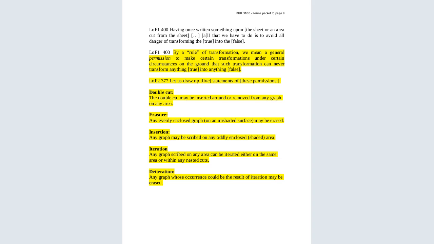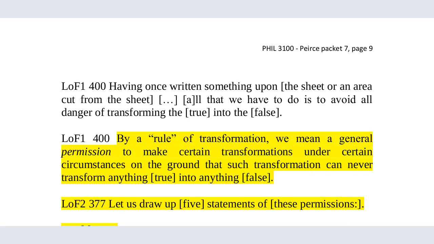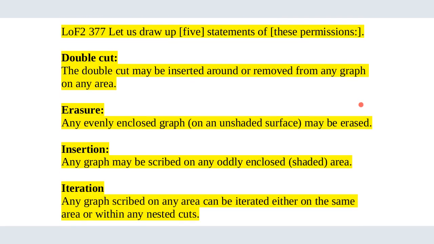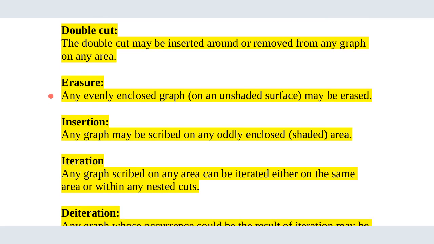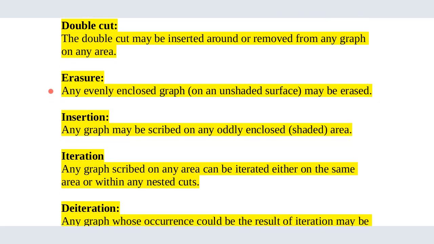And the warm-up is going to consist just in reminding ourselves what our 5 permissions are at first. Double cut. Double cut may be inserted around or removed from any graph on any area. Erasure. An evenly enclosed graph on an unshaded surface may be erased. Now, Peirce talks about evenly enclosed and unevenly enclosed.